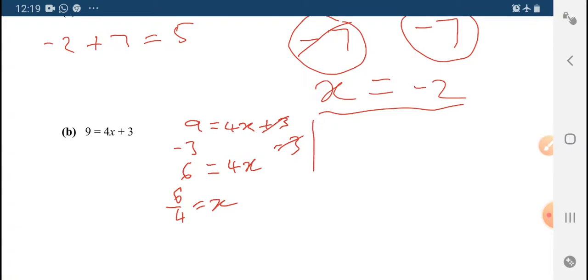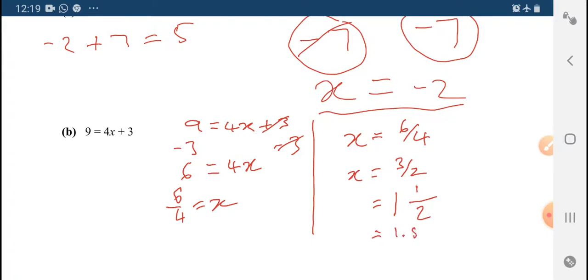So we'll continue on this side now. x is equal to 6 over 4. That can be simplified to x is equal to 3 over 2. You could leave it as a fraction, and I probably would leave it as a mixed number. So how many times does 2 go into 3? It goes once. Copy the 2 down. And then what's the remainder? Remainder is 1. So it's 1 and a half. So x is equal to 1.5.